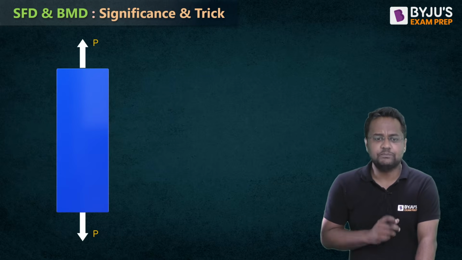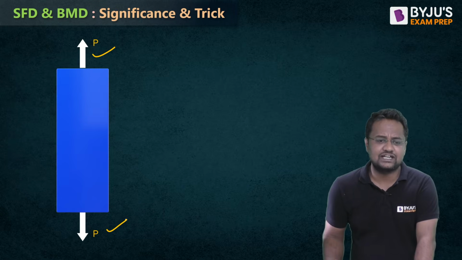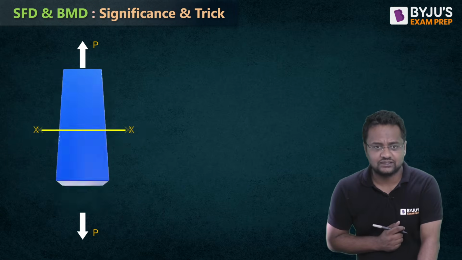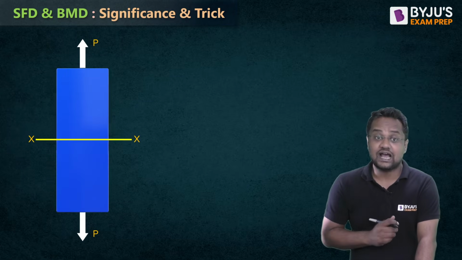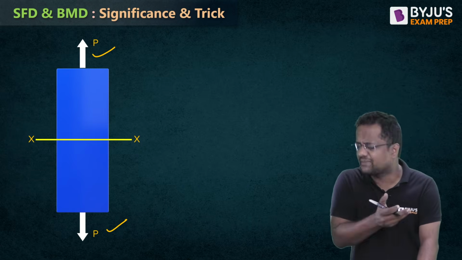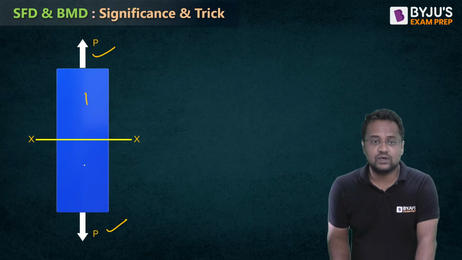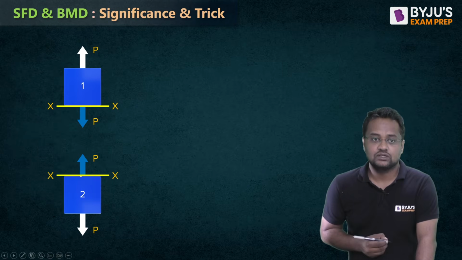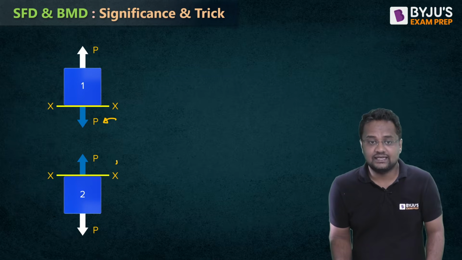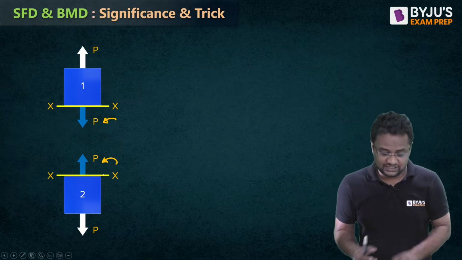Now, let me tell you, suppose this is a bar. Forces P and P are acting such that the net force is 0. If we cut this section from somewhere in between, not necessarily exactly at the center, but from anywhere, and see these individual parts, this as 1 and this as 2 individually, here there has to be an internal force P and here also an internal force P so that the net force is 0.